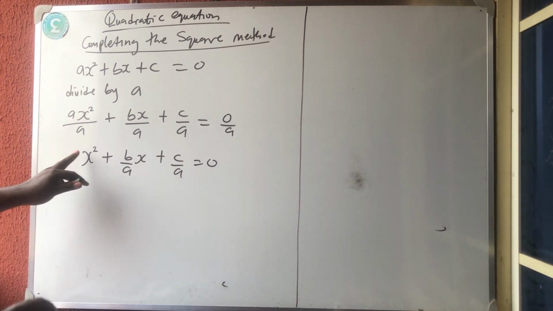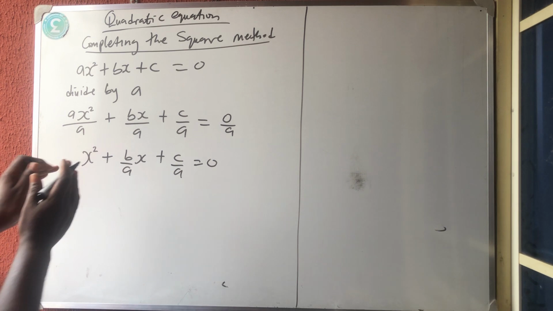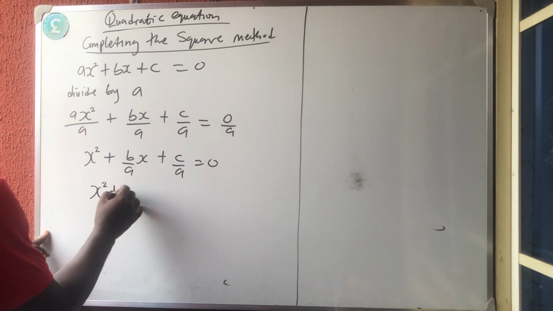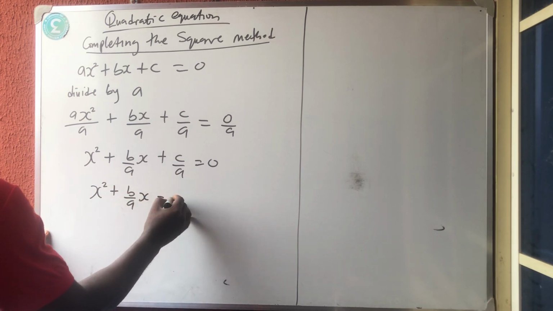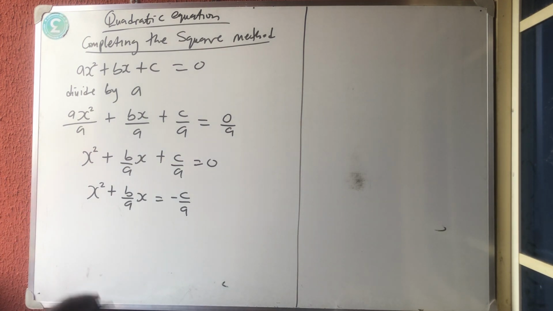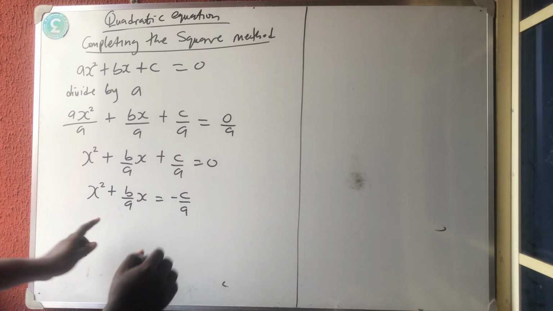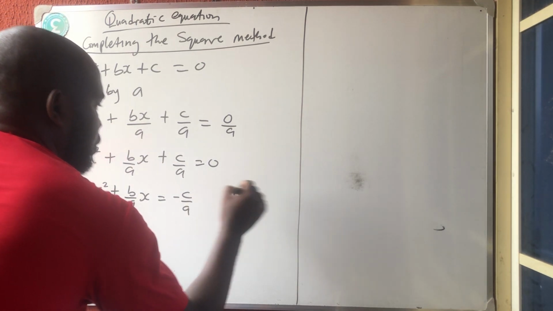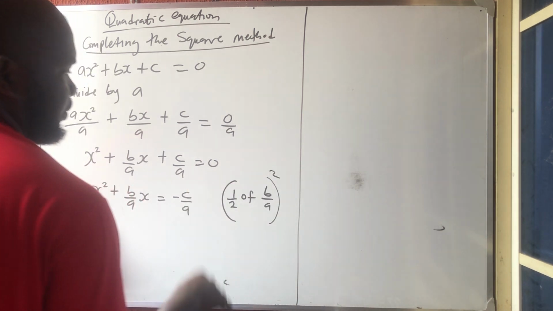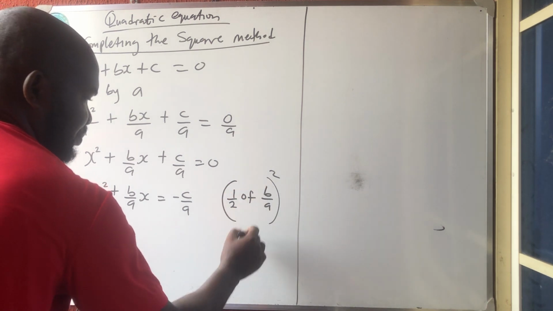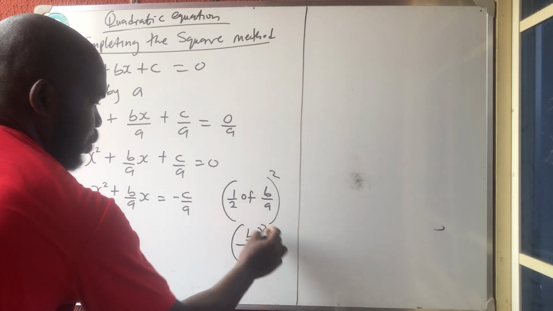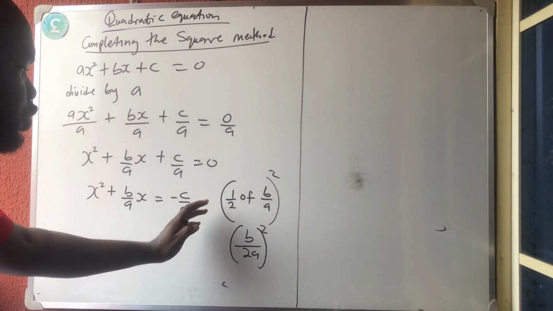Now, the coefficient is 1. The only problem is that I want all the terms with x to stay on one side, so this one should move to this side. So I have x² + (b/a)x = -c/a. Now I can do completing the square. Completing the square means find half of the coefficient of x, which is b/a. Find it, then square it. And of means times, so 1 times b, b, all over 2 times a, 2a. I have found it. The next thing is to square it, carry it, and add it to both sides.